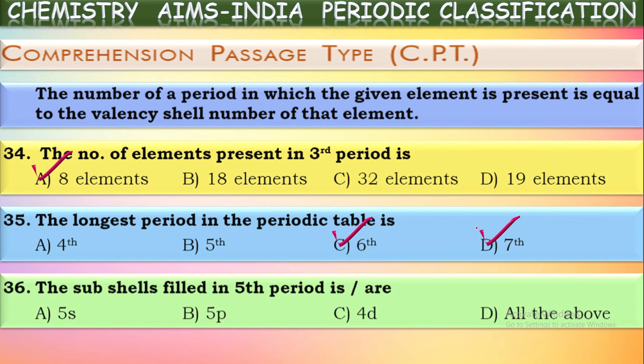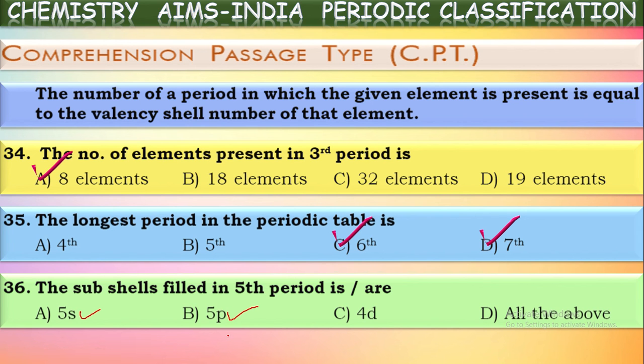Next, the subshells filled in the fifth period. If you see the fifth period, among S block elements, the S subshell is being filled in the outermost shell. So 5s will be filled. Coming to P block elements in the fifth period, the P subshell is being filled in the outermost shell.